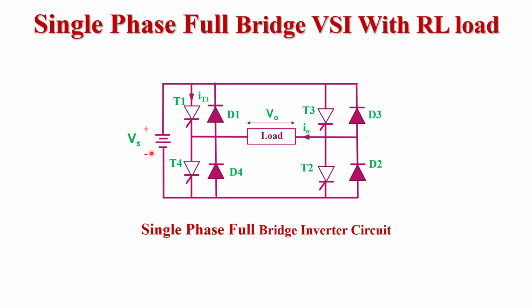Here Vs is the supply voltage. We know that in the case of an inverter, the input voltage is DC voltage. So with the help of this battery, we provide the Vs DC supply voltage. Now come to the load side. As I have already told, here we discuss the single phase full bridge voltage source inverter with RL load. So the load is RL. This is the complete description of the single phase full bridge inverter circuit.